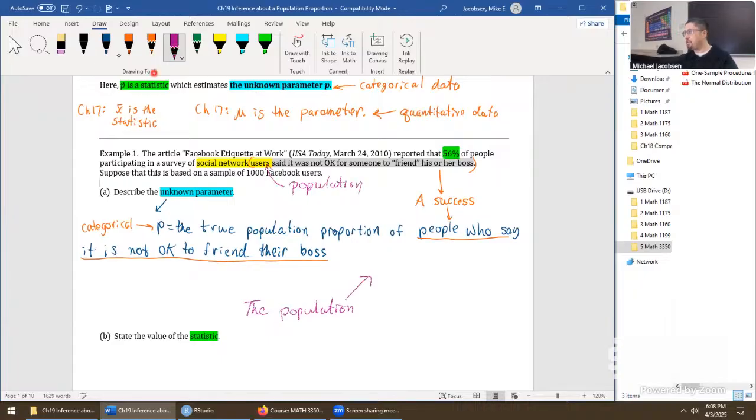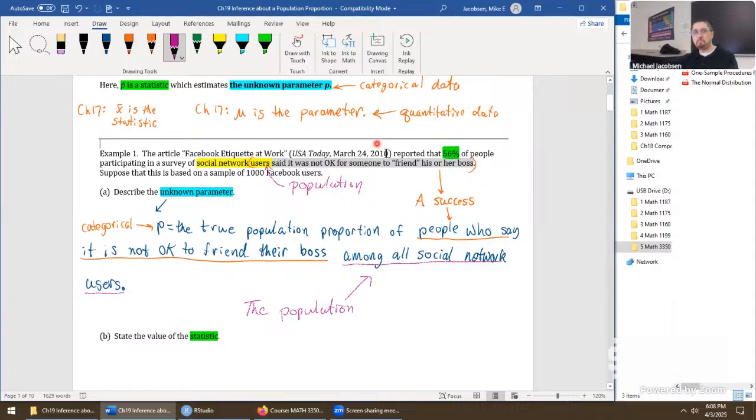And we have to write it into our description of the parameter as well. So true proportion of people who say it's not okay to friend their boss among all social network users. And at that point, we've got it, folks. That's describing the full unknown parameter, P.